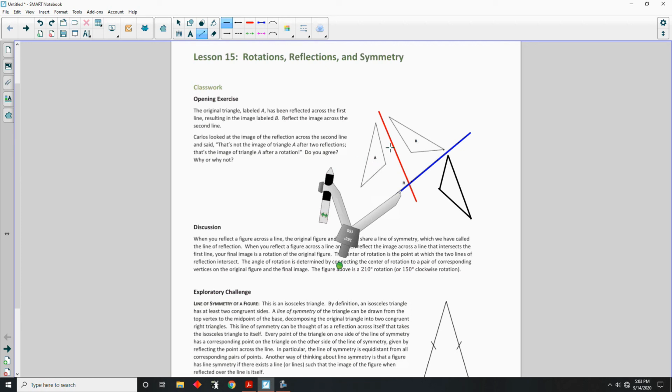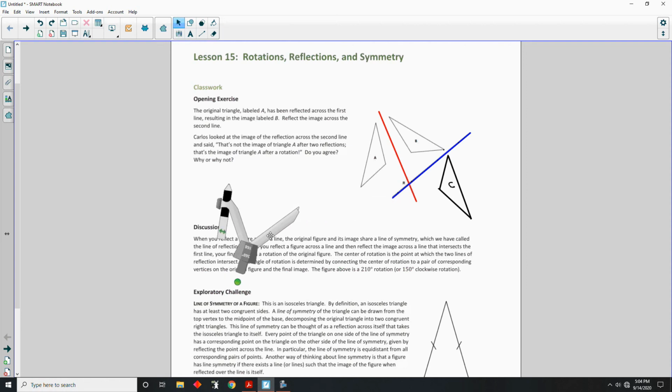The pre-image A was reflected to B, the image. The image B is now the pre-image to this new one that we can call C. So if I call that C. What they're saying now is Carlos looks at the image of reflection across the second line, this one here, and said that is not the image of triangle A after two reflections, that's the image of triangle A after a rotation. So is he right or is he wrong?